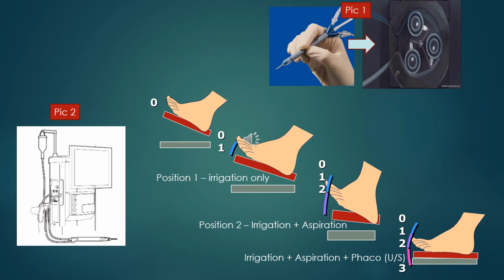Irrigation in foot switch position 1, in position 2, irrigation plus aspiration, and then in position 3, you get irrigation, aspiration, and Phaco. Notice that the Phaco, that is, the ultrasonic power, does not come in foot switch position 2. It only comes in position 3. So this is basically the foot pedal science and how it is related to the peristaltic pump.